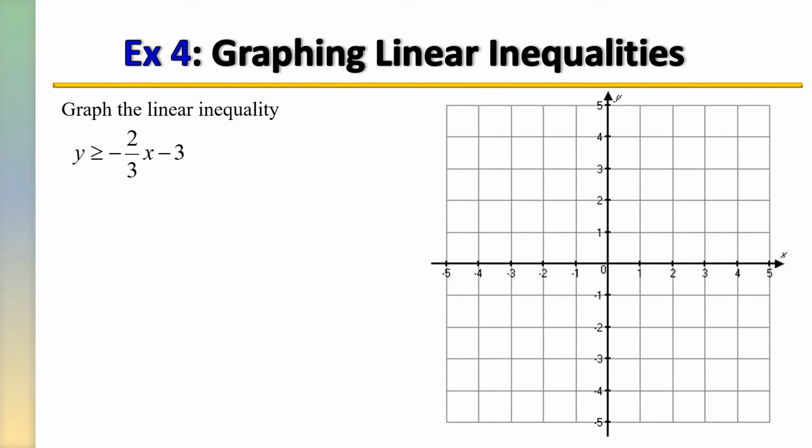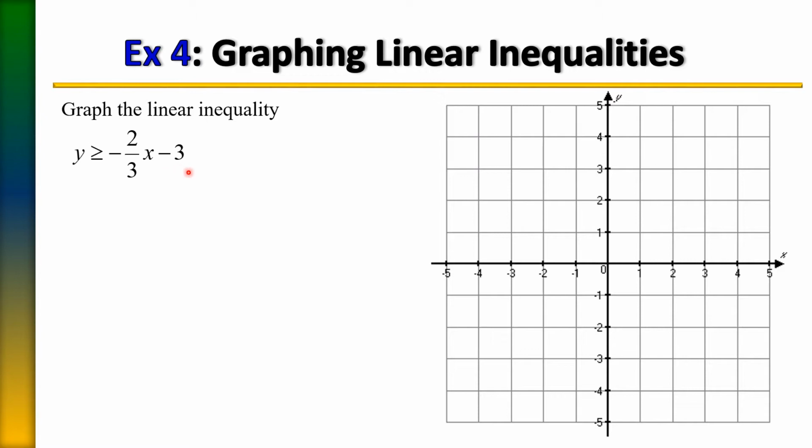To graph the linear inequality, we're given here an equation that is in slope-intercept form. When it's in that form, it is quickest to just simply graph it using the slope and the y-intercept. You can see here that the y-intercept, which is always in the back of the slope, is -3.